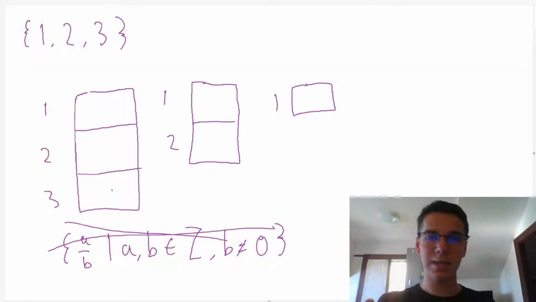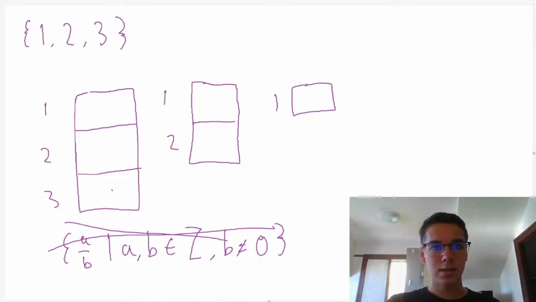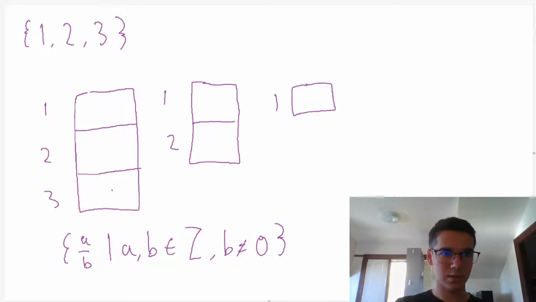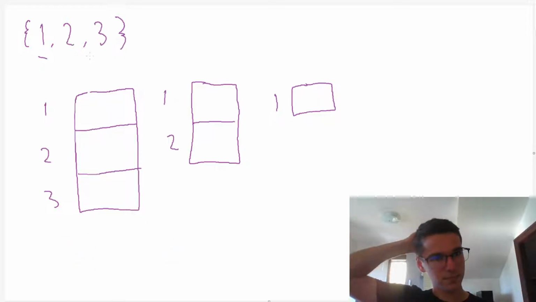So the main intuition behind why the power set of a specific set has cardinality 2 to the k is that to generate every subset, if we were to do this recursively, we could decide to either keep the current value, or to exclude it.